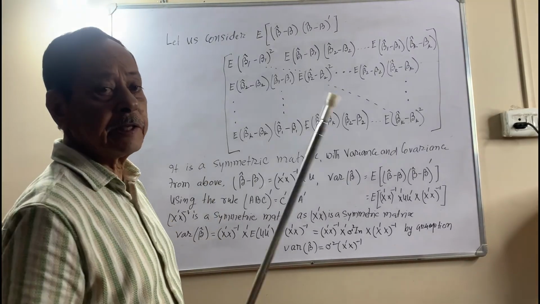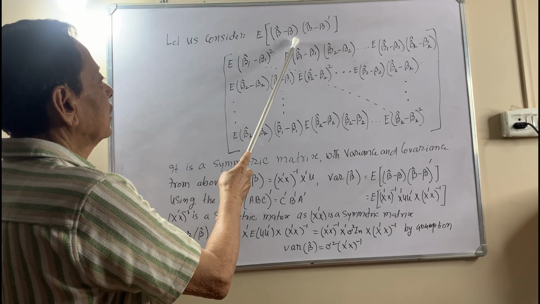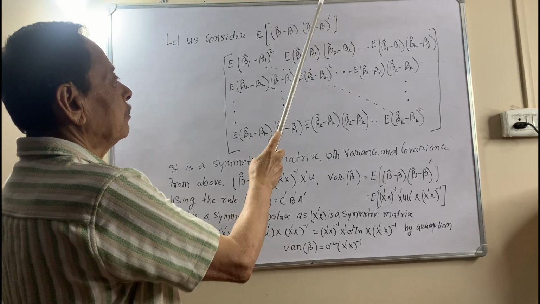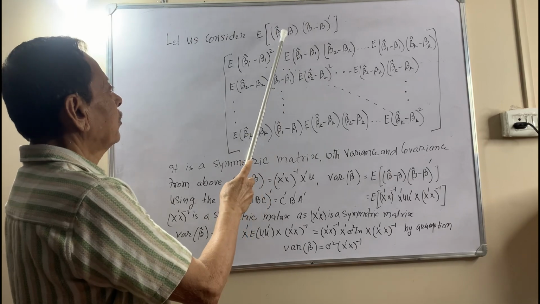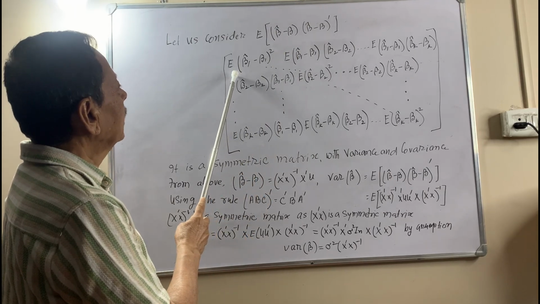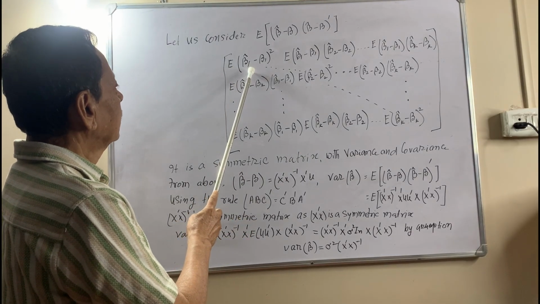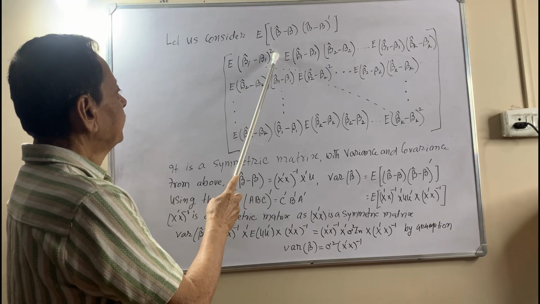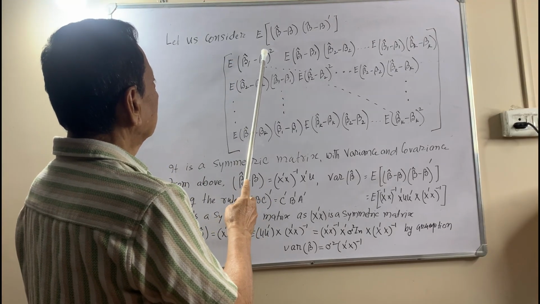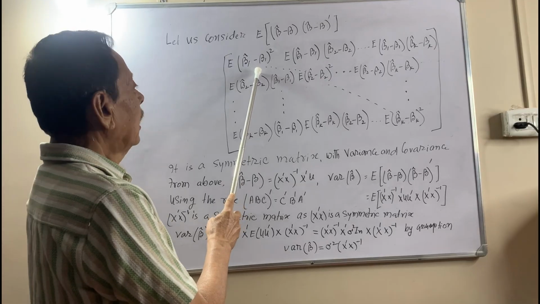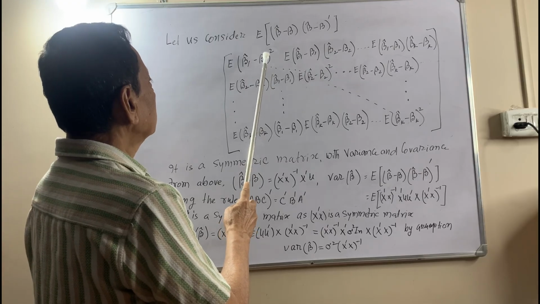Now coming to the variance, let us consider expected (beta hat minus beta) into (beta hat minus beta) prime, because it is multiplied by the transpose of this, and these are all vectors. We can express it in the matrix: expected (beta 1 hat minus beta 1) square in the first row, that means (beta 1 hat minus beta 1) into (beta 1 hat minus beta 1).